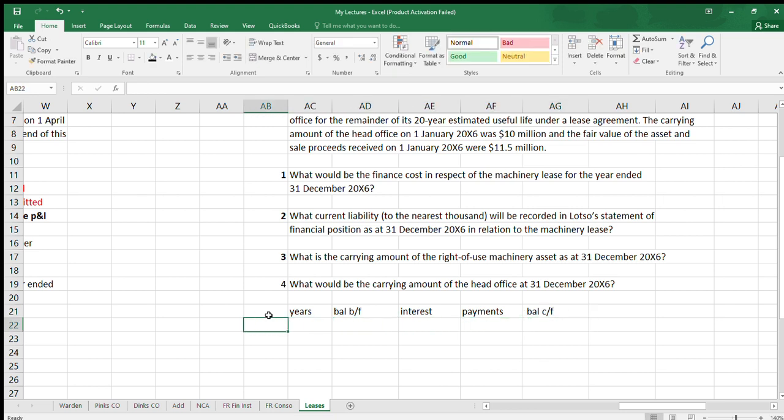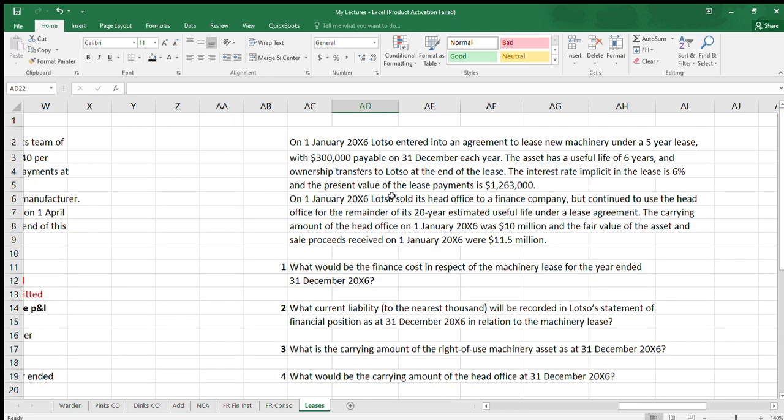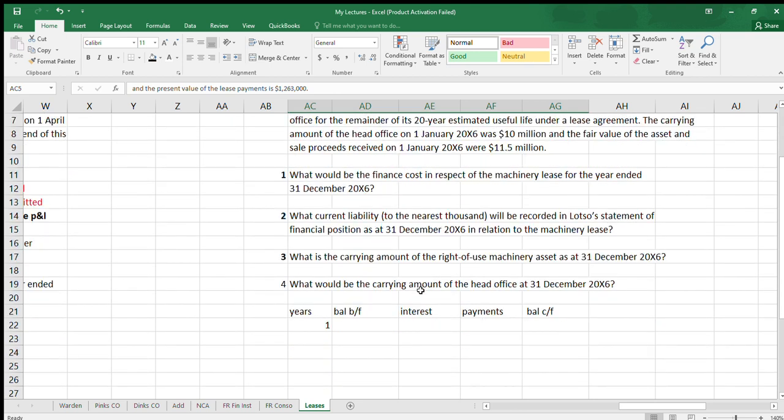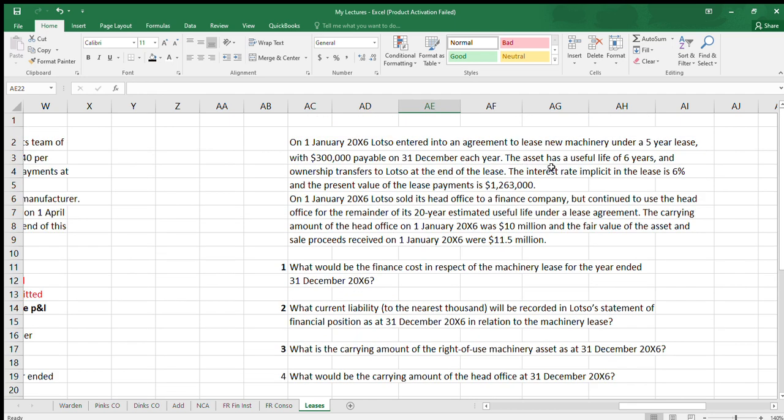So year one, you are looking for just the finance cost in the profit and loss account as at 31st December 2026. So on 1st January 2026, it is for 1 year. So what is the lease liability? And the present value of the lease payment is this, 1,263,000. So 1,263,000 is the lease liability. The interest rate is 6%.